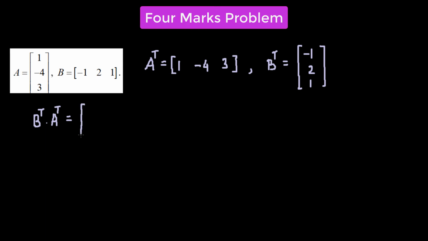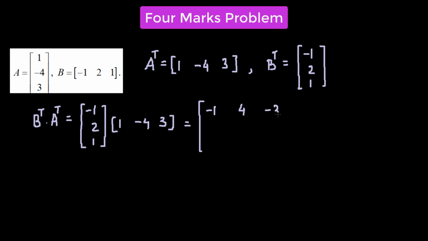So let's rewrite the matrices here, where we have negative 1, 2 and 1, and the matrix of A transpose is 1, negative 4 and 3. So now we are ready to multiply. This again follows the same algorithm, and this is going to be a 3 by 3 matrix. So negative 1 times 1 gives us negative 1. Negative 1 times negative 4 gives us a positive 4. Negative 1 times 3 gives us negative 3.